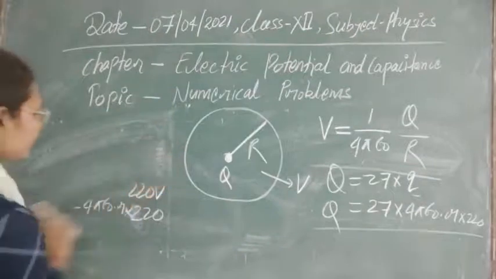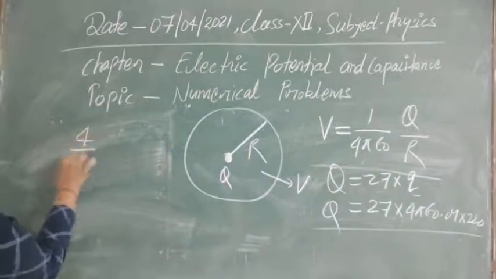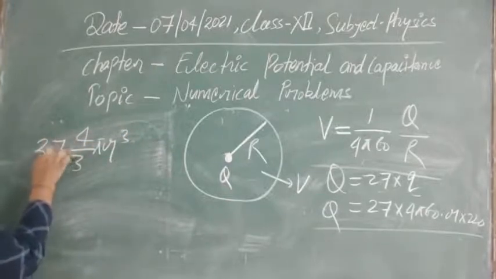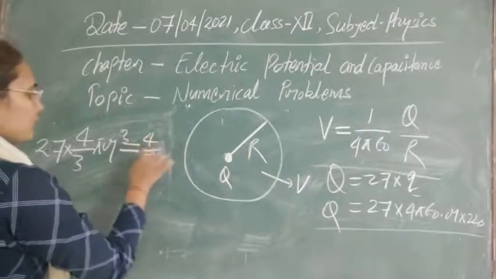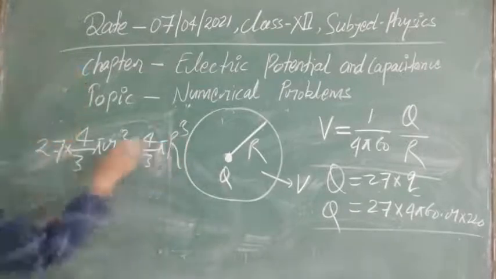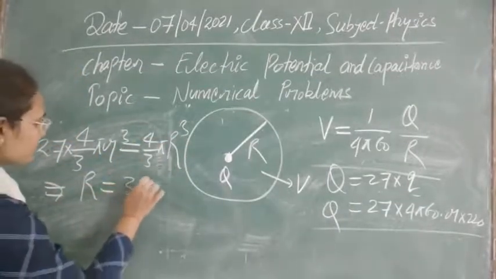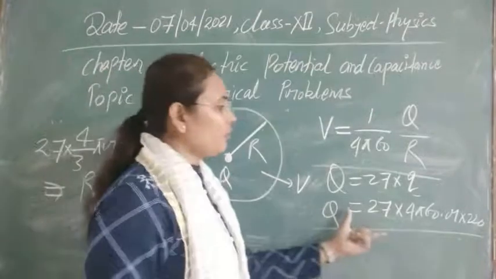So the volume of each small spherical drop will be equal to 4 by 3 pi r cube. And such 27 drops are making a bigger drop, so obviously this will have volume 4 by 3 pi R cube. After solving it, we can see that capital R is equal to 3 into small r. Now we have all the values.